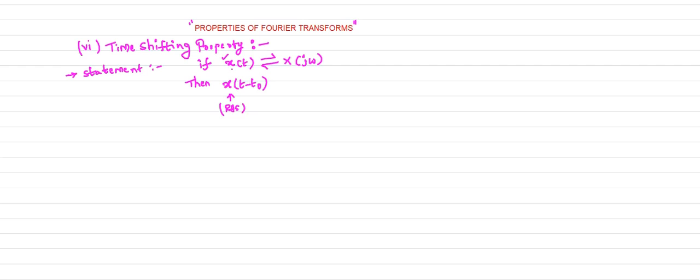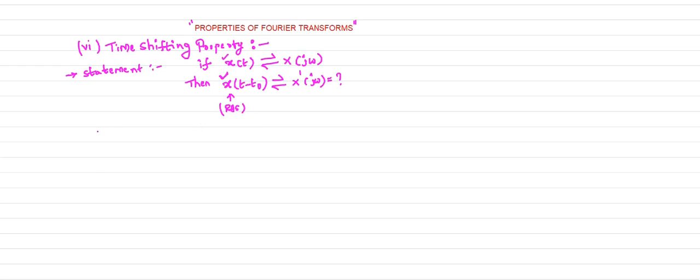Your signal is delayed by t naught units. That means your signal x of t is shifted towards the right hand side by t naught units. That is your time shifting operation. Now when you perform the time shifting operation on your input signal, what is the corresponding Fourier transform? This is your time shifting property. We need to find the Fourier transform of this signal.